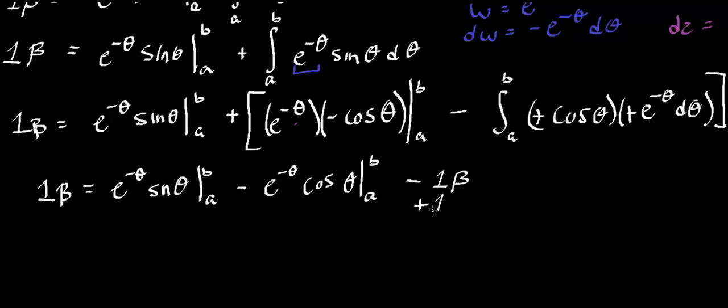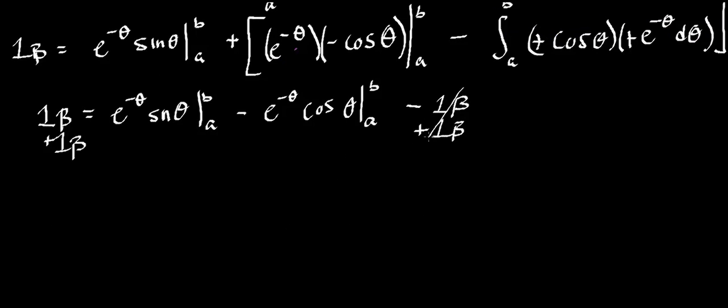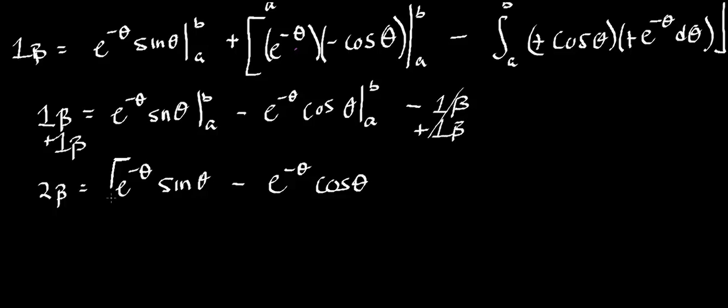So what I can do is I can add 1 beta to both sides. So notice the plus 1 beta cancels with the minus 1 beta. And I get that 2 beta is equal to e to the minus theta times sine of theta. I'm actually going to pull the evaluation to the end. And this is going to be minus e to the minus theta times cosine of theta. And all that is evaluated from a to b. Okay? And so now what I can do is I can divide both sides by 2.